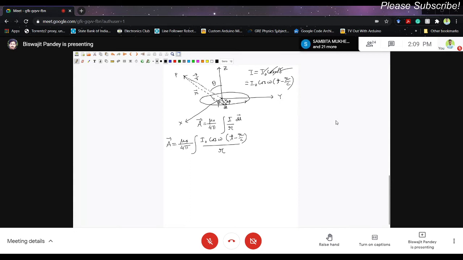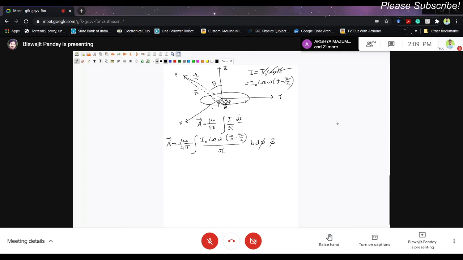And what is dl? dl is B d phi. B is the radius, right? B d phi. And what is the direction? Because this is a vector, it is phi cap, because this is in this plane. Here another important thing is that we'll be needing this phi cap in terms of x cap, y cap, and z cap.